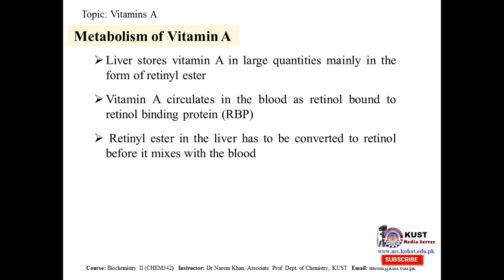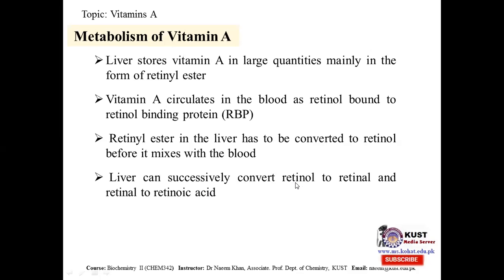Because blood is aqueous, it circulates in the blood bound to the retinol binding protein. Retinol ester in the liver has to be converted to retinol before it mixes with the blood. We saw that by hydrolysis the retinol ester can be converted to retinol, and basically vitamin A is the retinol. So whenever it is circulating in the blood, we say that it is bound to the retinol binding protein. It is hydrolyzed to the retinol form, and then it can pass to the blood.